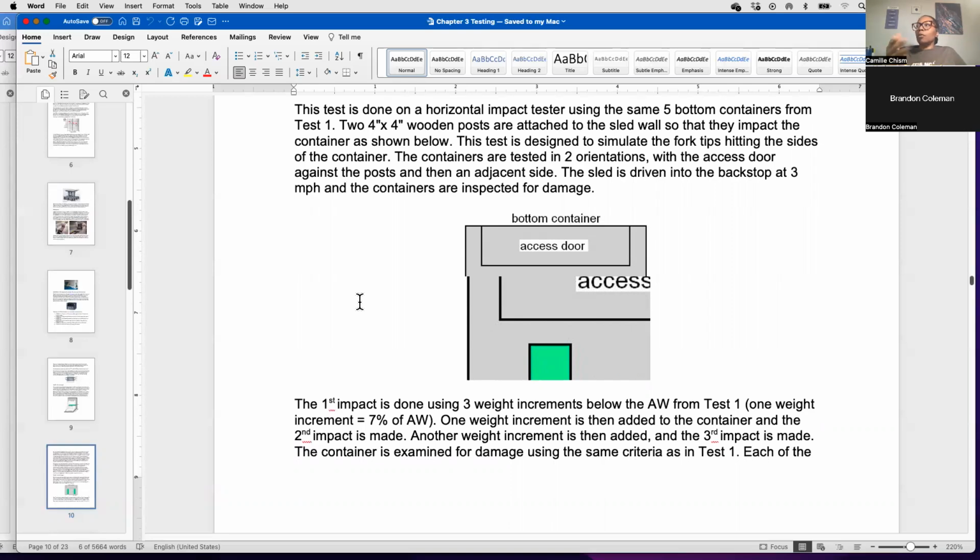You're doing it in multiple orientations. So you want to make sure that you do the impact on the side with those access doors. That way you're testing those hinges. And then you also want to make sure you do another side. With a lot of this, you're testing the durability of this bin, right? But if the bin is durable enough, then you're ensured that your product will be safe as well. So that's the whole point.